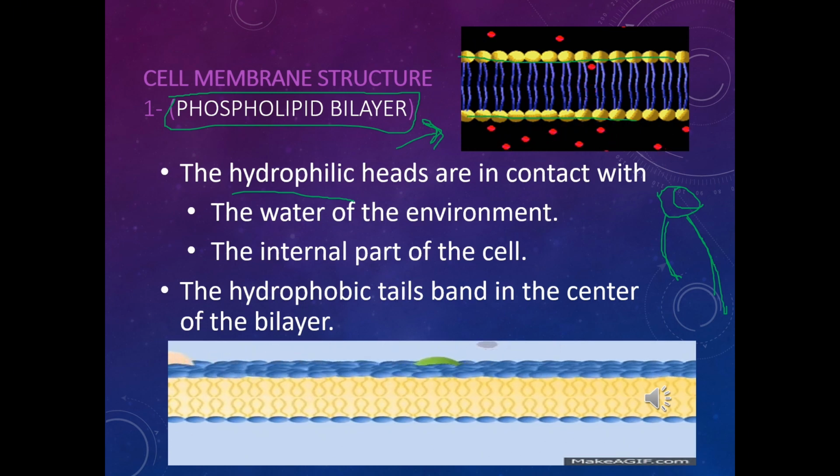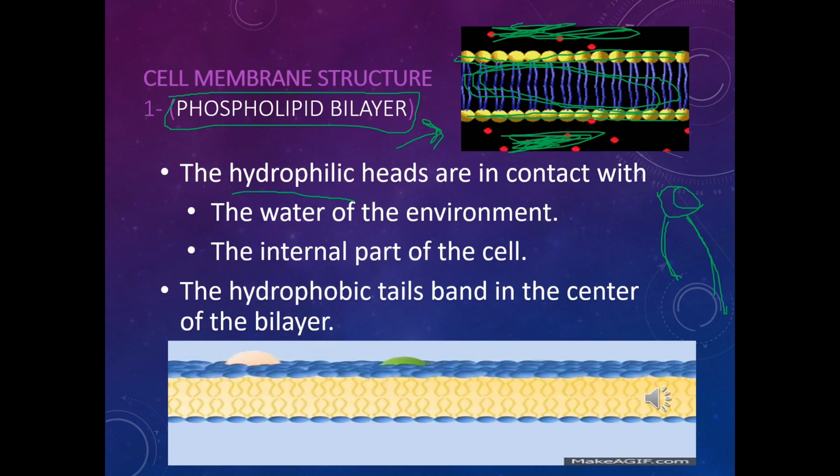Actually, it helps the cell membrane to perform its function because all the heads, as you see, are facing the outer and inner environment. So this one is the outer part of the cell, outside the cell, and this part is the inner part of the cell. So the hydrophilic heads are facing the two environments, inside the cell and outside the cell. And the hydrophobic tails are hiding inside, in between the two heads. So the phospholipid bilayer is two layers. Bi means two. They are facing each other.